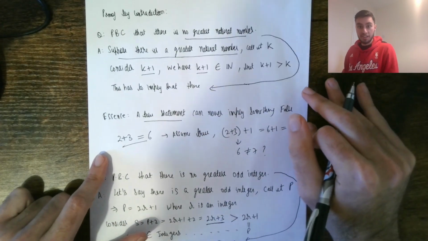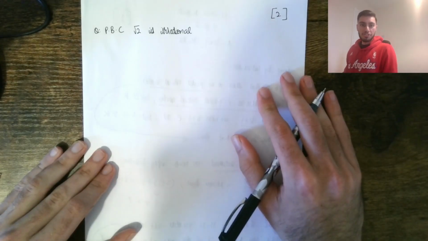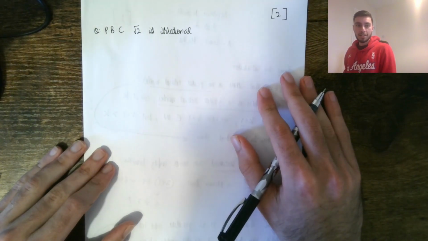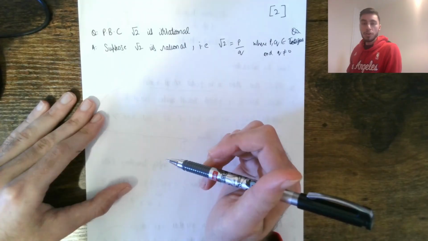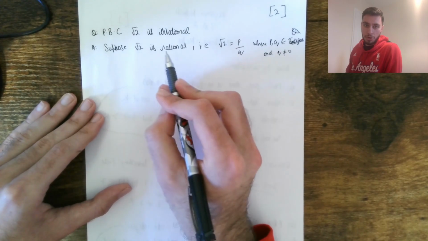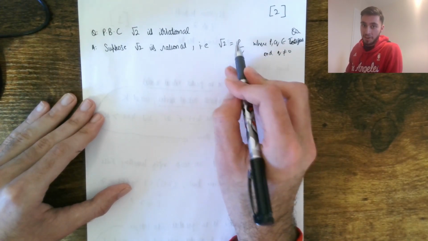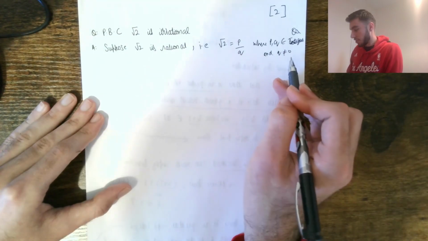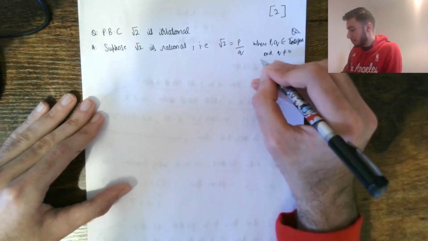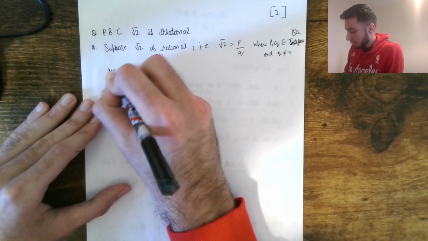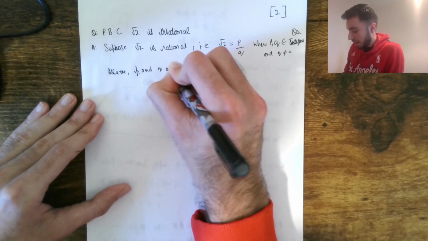Now we look at some tougher examples. So this is a very famous question. Prove by contradiction that root 2 is irrational. So you know the method by now. I'm going to say, suppose root 2 is rational, i.e. root 2 can be written as a fraction p over q where top and bottom are integers and q is not equal to 0. And I'm also going to say this is in simplest form. Assume p and q are co-prime.